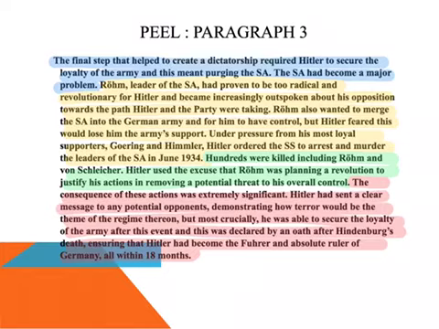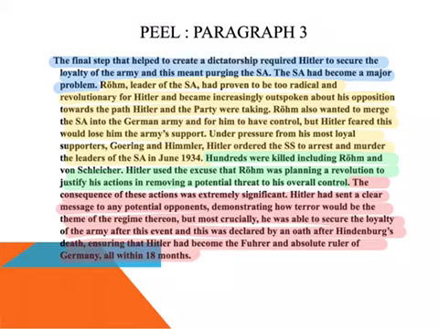Under pressure from his most loyal supporters, Goering and Himmler, Hitler ordered the SS to arrest and murder the leaders of the SA in June 1934. There's the evidence then, and this event is also called the Night of the Long Knives. Hundreds were killed, including Röhm and von Schleicher. Hitler used the excuse that Röhm was planning a revolution to justify his actions in removing a potential threat to his overall control. There's the explanation.